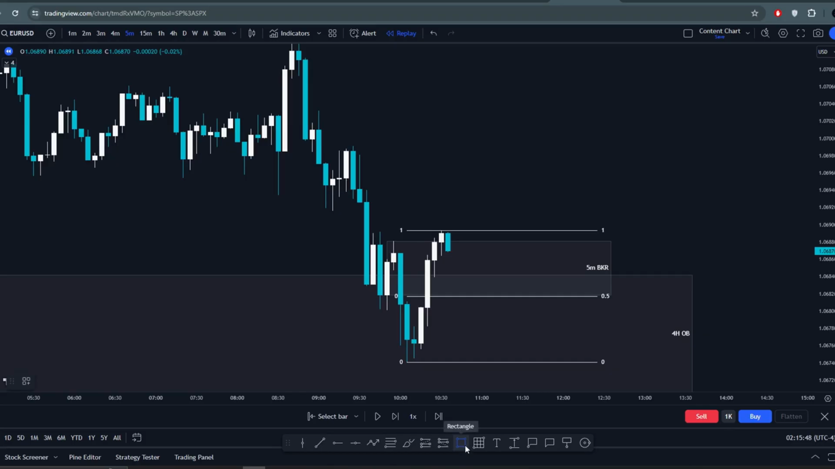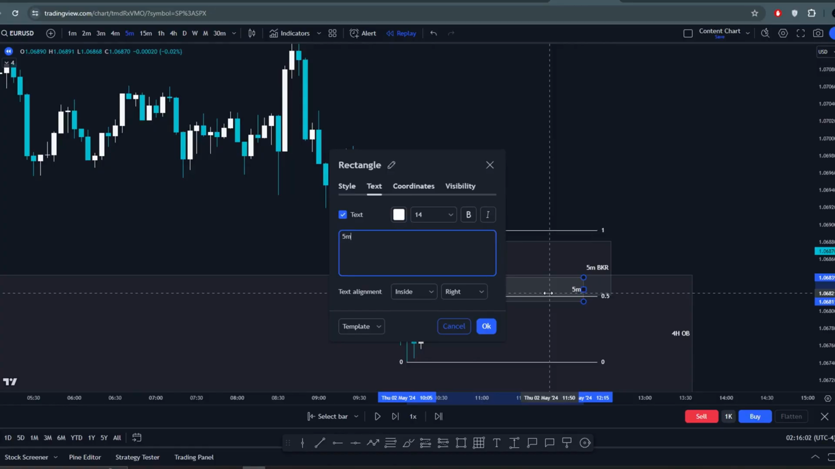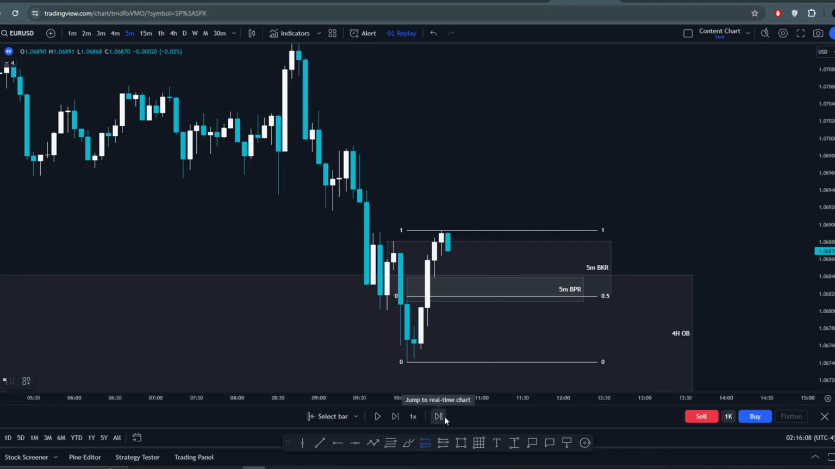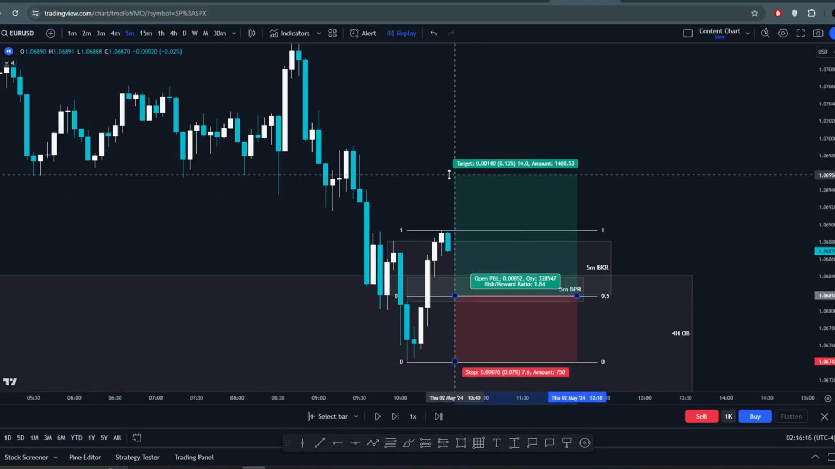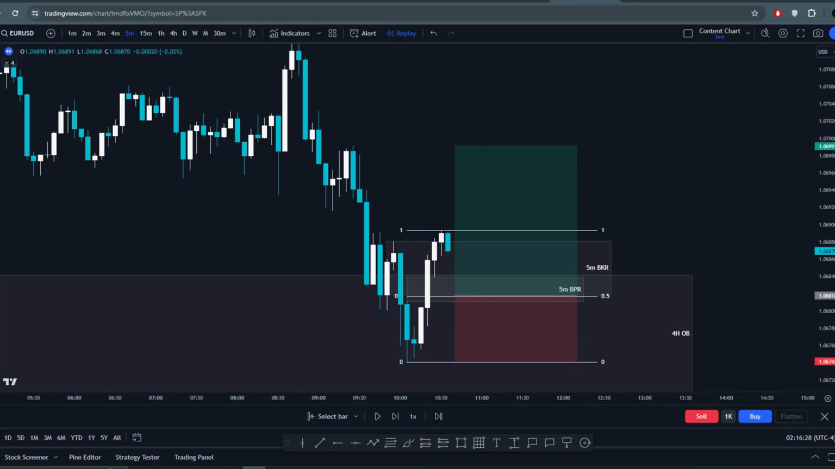As we can see right here, we have an overlapping fair value gap, a bullish fair value gap and a bearish fair value gap. This is what we call the 5-minute balanced price range. If you want to enter, you can enter right here on the 50%, since it's overlapping on the BPR. You can target the nearest sell-side liquidity or you can target only 2 risk reward, up to you. In this example, we will target this nearest buy-side liquidity.